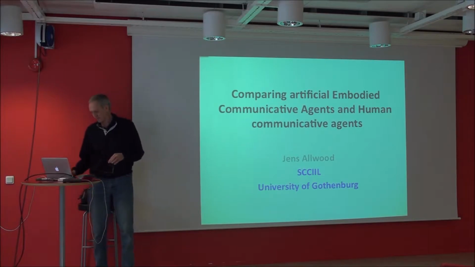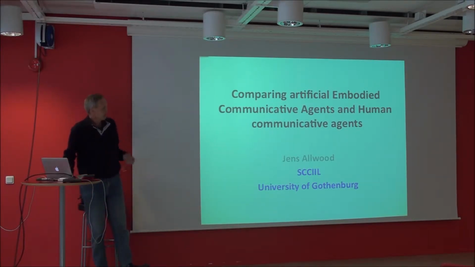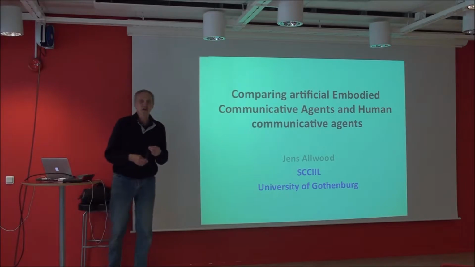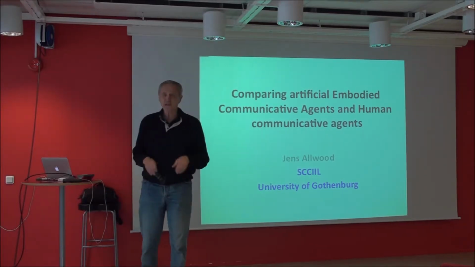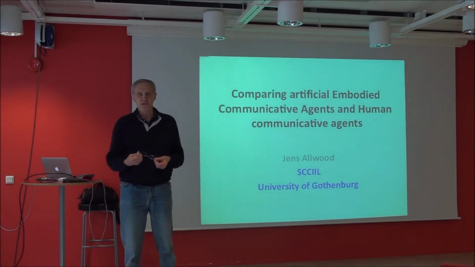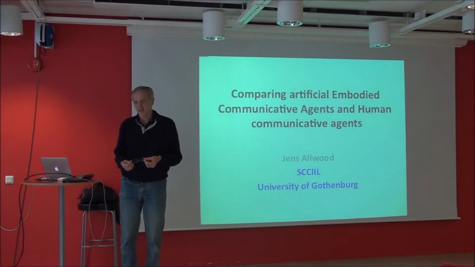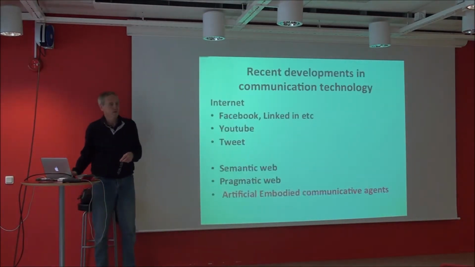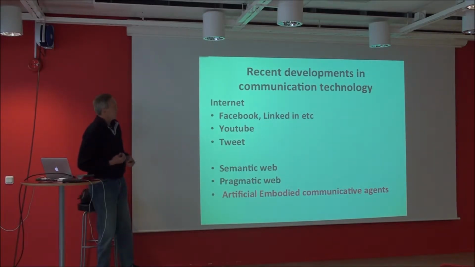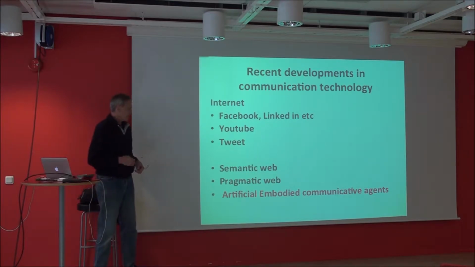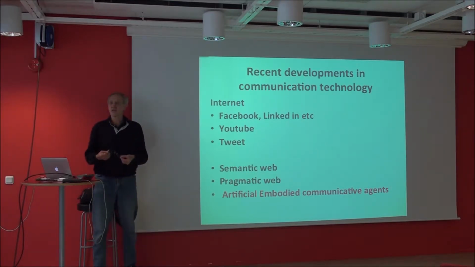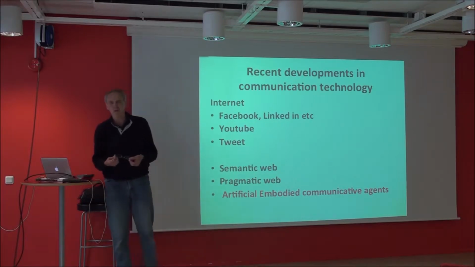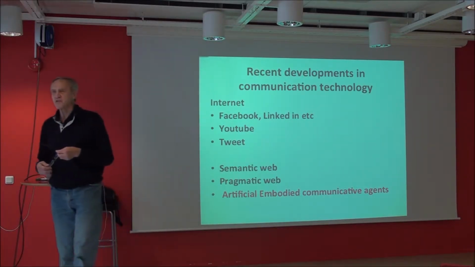We'll see. So the topic is comparing what artificial embodied agents can do with what humans can do when they communicate. You've been looking at some of these things. There is a lot of new communication technology: Facebook, LinkedIn, YouTube, Twitter. There is also a lot of development called things like the Semantic Web and the Pragmatic Web. Let's see if you know what these things mean.